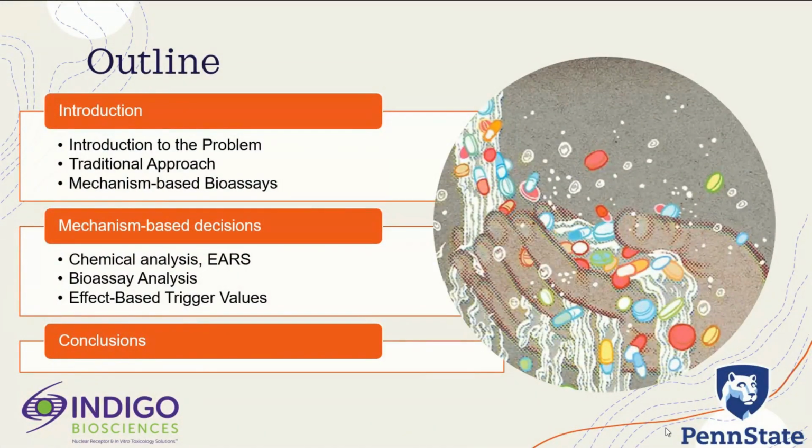So here's the outline of what we're going to cover today. We're going to start with just the basic introduction. What is the problem that we're facing? How do we approach this currently? And then we'll start talking about some important mechanisms that are associated with chemicals present in water. And then we'll go through the process of how you can use this molecular biology information to make decisions about water quality, including using chemical analysis, bioassay analysis, and then we'll finish up with looking at how you can use the bioassays with certain trigger values in order to trigger decisions.